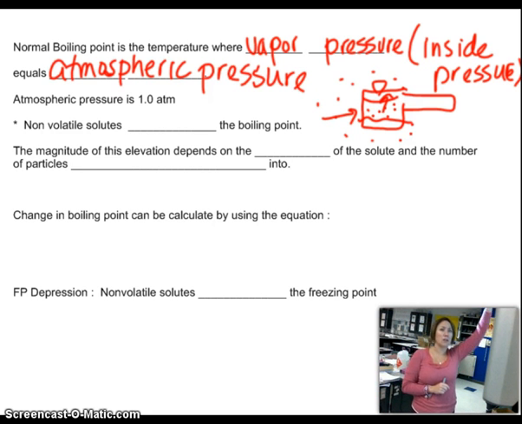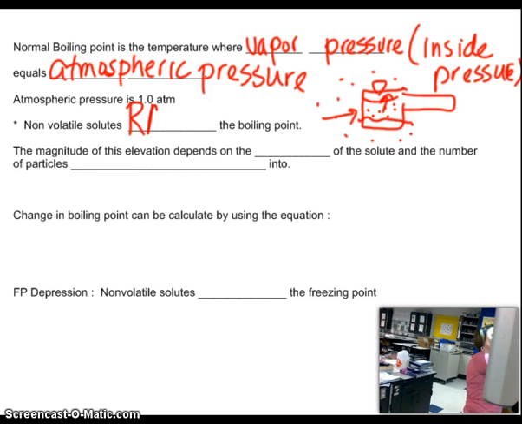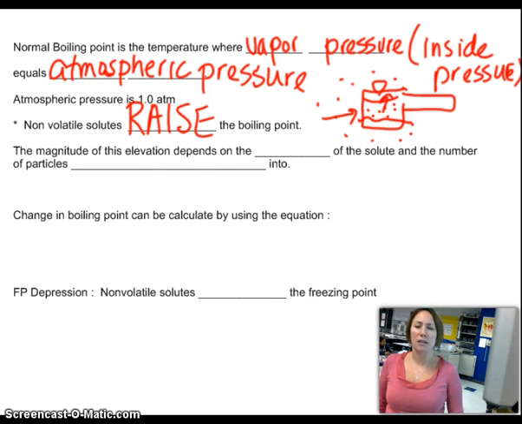If you live in Denver, then it's much less. But anyway, a liquid will boil when its vapor pressure equals its atmospheric pressure. What non-volatile solutes do when you add them is they serve as anchors. They reduce the evaporation, so they lower the vapor pressure at the same temperature, which ends up raising the boiling point, because now you have to get the inside hotter to make the two equal. So non-volatile solutes raise the boiling point. That's why it's called boiling point elevation, not evolution.